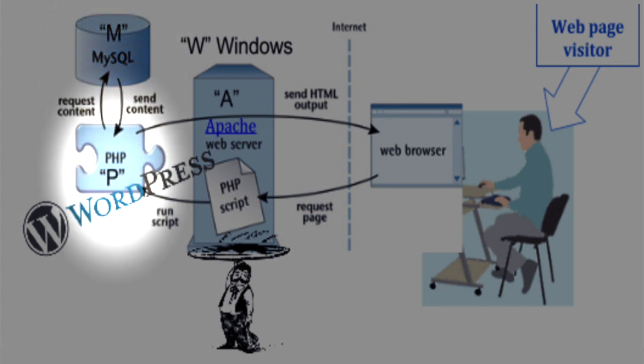And finally, the P in WAMP stands for the web scripting software, which is written in PHP. PHP is the language of many websites out there, and it communicates between MySQL and Apache. And since we're working with WordPress, you should know that WordPress is written in PHP, and that's why it works with WAMP. You need PHP on the machine in order to work with a WordPress website.